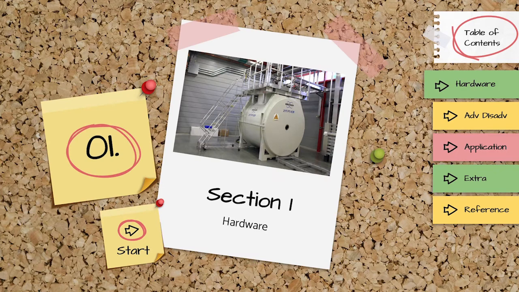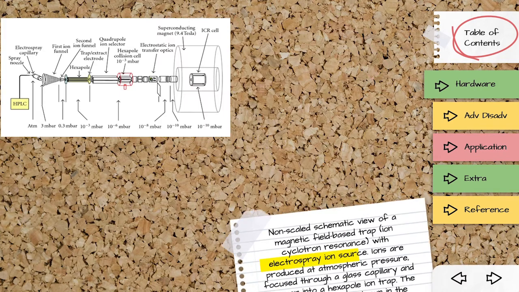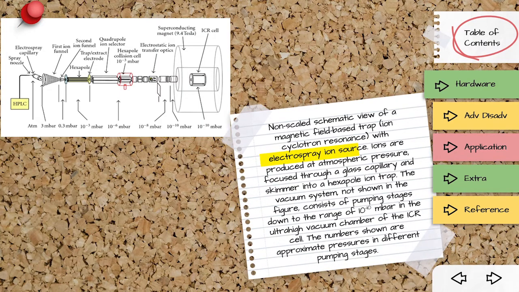Part 1, Hardware. Let's begin with the hardware of Fourier transform ion cyclotron resonance mass spectrometry (FTICR-MS). It is a type of mass analyzer for determining the mass to charge ratio of ions based on their cyclotron frequency in a fixed magnetic field.